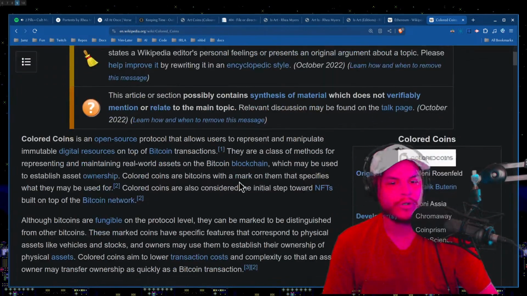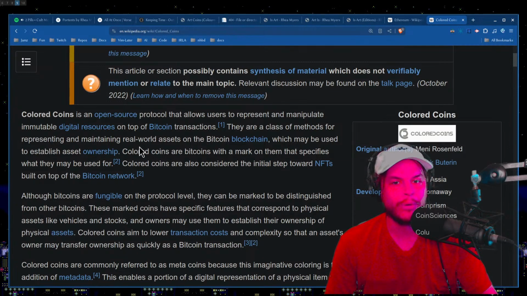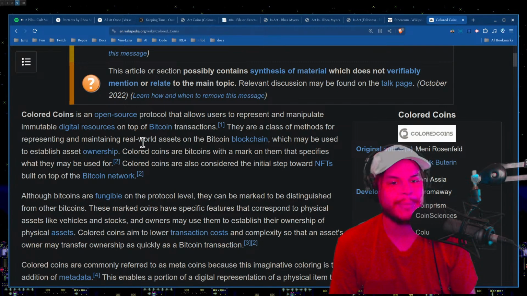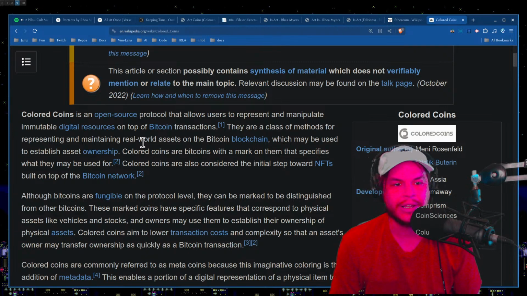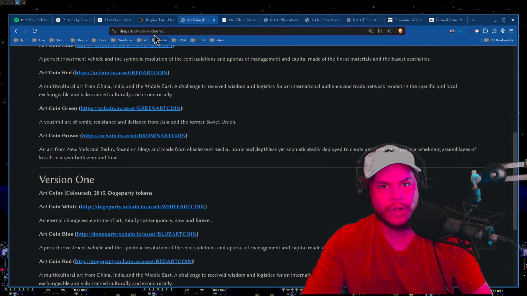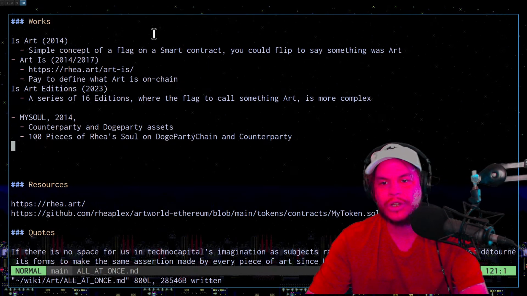Colored Coins is an open source protocol that allows users to represent and manipulate immutable digital resources on top of Bitcoin transactions. They are a class of methods for representing and maintaining real-world assets on the Bitcoin blockchain, which may be used to establish asset ownership. Colored Coins are Bitcoins with a mark on them that specifies what they may be used for. Colored Coins are also considered the initial step towards NFTs built on top of the Bitcoin blockchain. Exactly. Beautiful. Love that. So this is the start of the Colored Coins projects here.